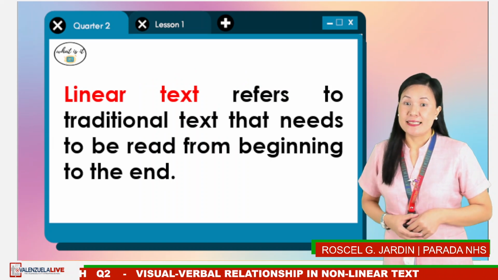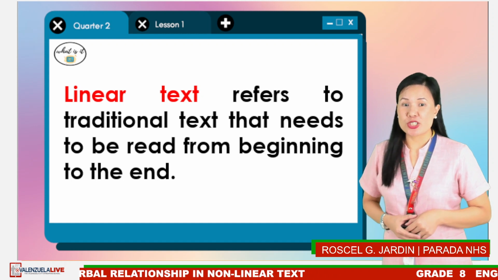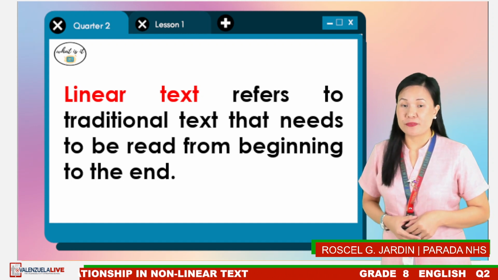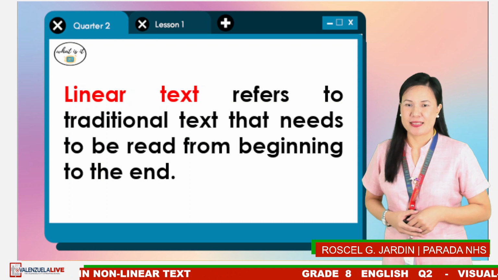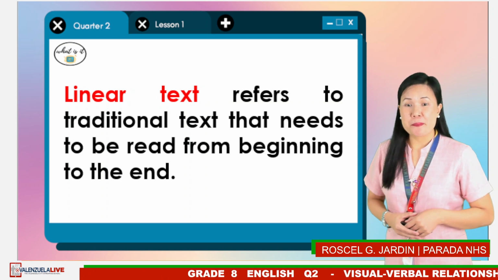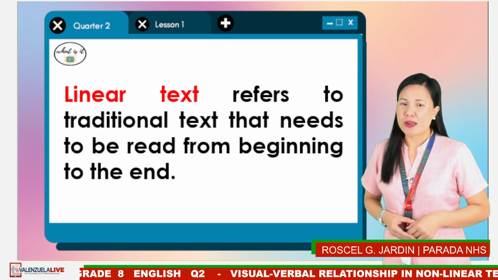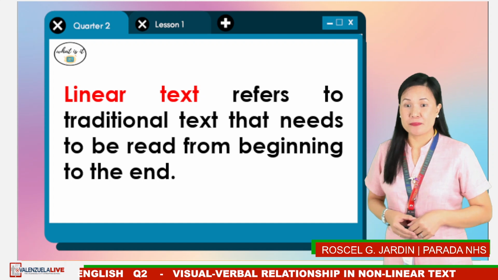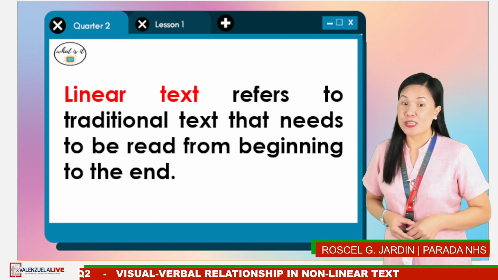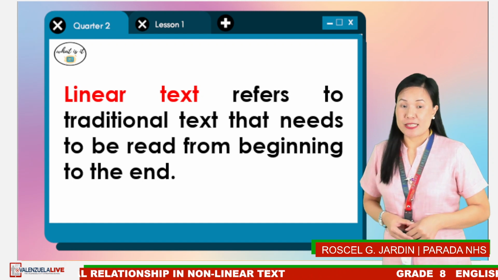What is linear text? Linear text refers to traditional text that needs to be read from beginning to end. As readers of this text, we often observe the grammatical and syntactic arrangement of the words when we are reading it. This type of text has an order or sequence. The author decides the order of the text for its reading path.